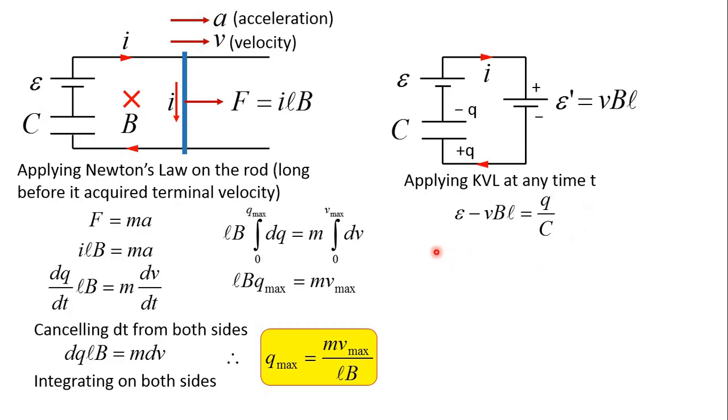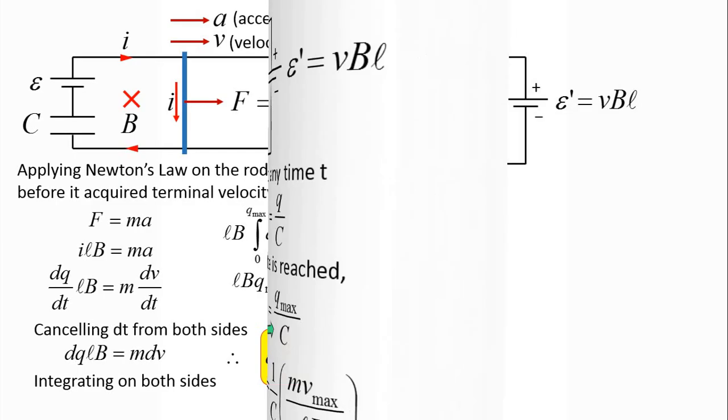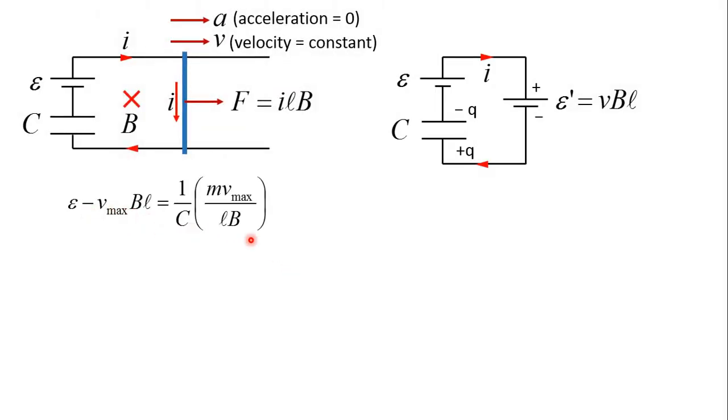This is the KVL at any time t. But after a long time, when the charge becomes Q max and the velocity becomes V max, after the steady state is reached, this equation will change. Other things are constants. Now you substitute the value of Q max over here, taking 1 by C to one side and substituting the Q max value. The same equation is written here. Now send it to the right side.